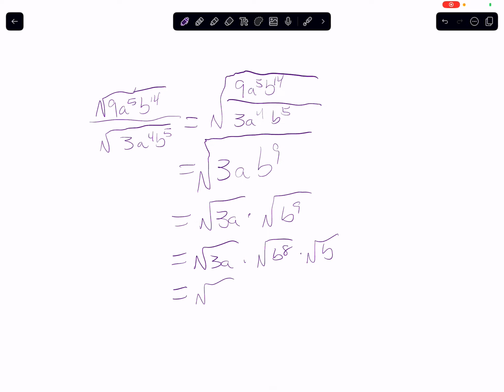That leaves us with the square root of 3ab times b to the 4th power. B to the 4th times b to the 4th gives me b to the 8th, and that's my final answer on this problem.